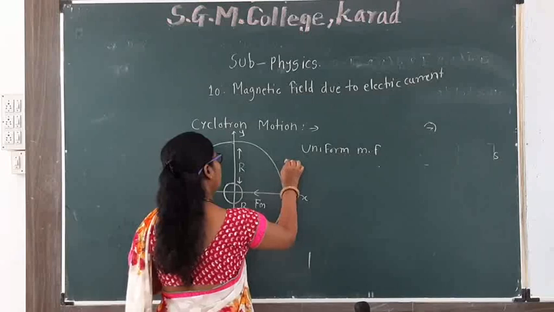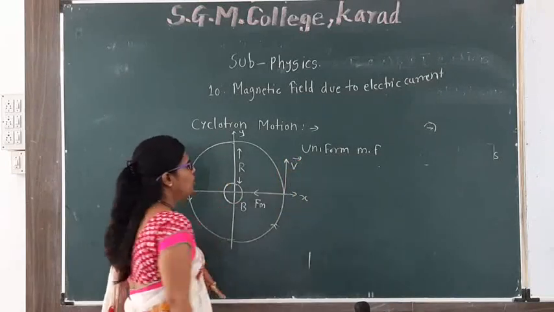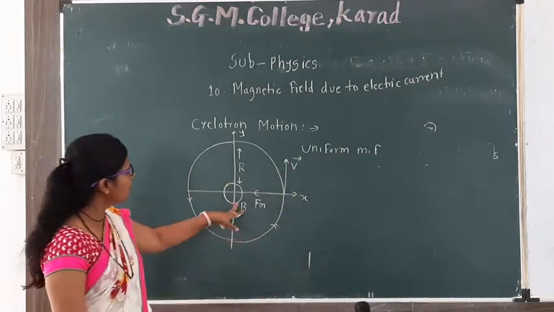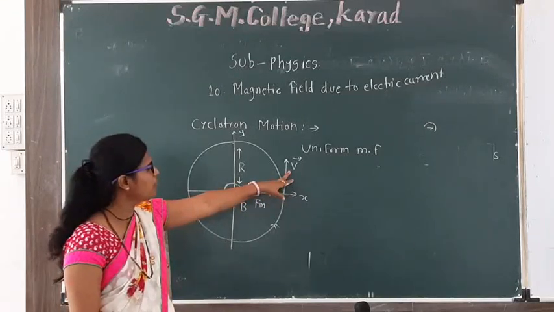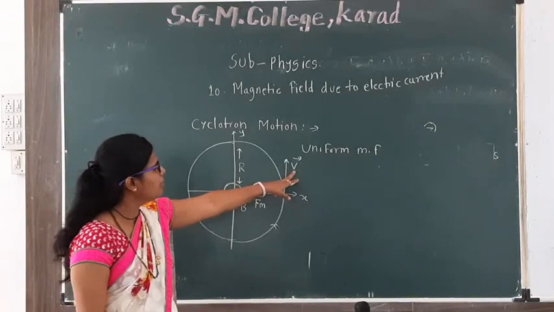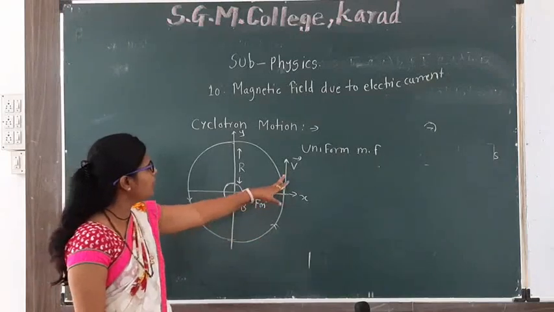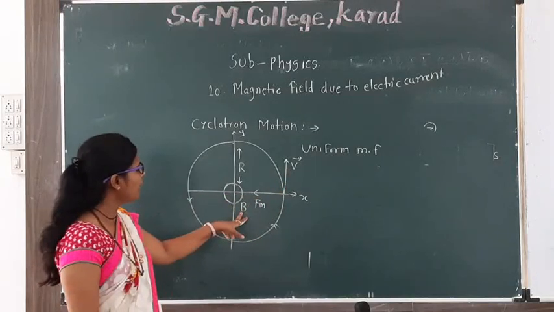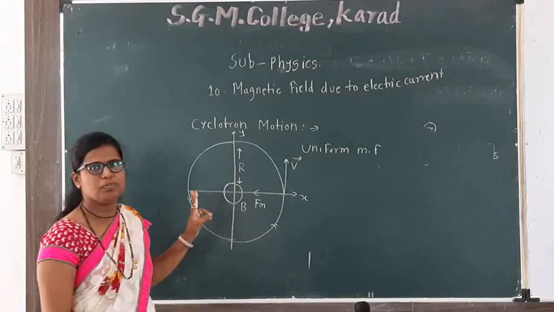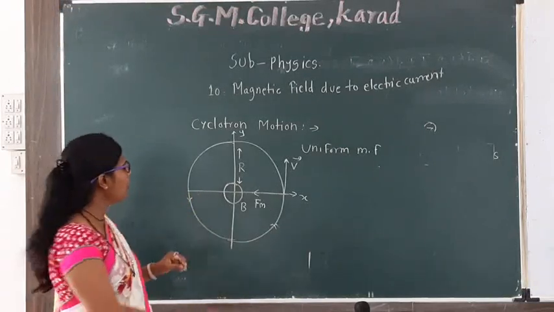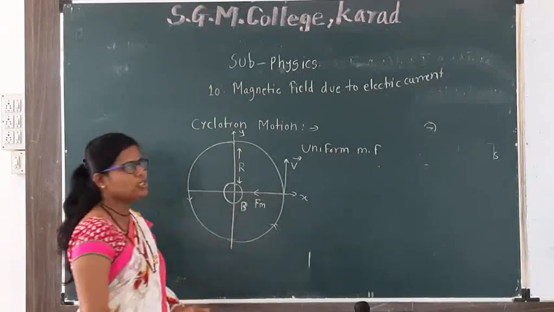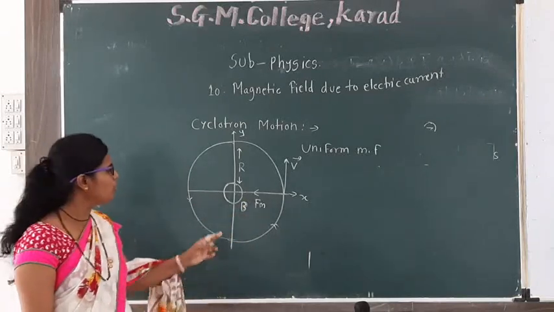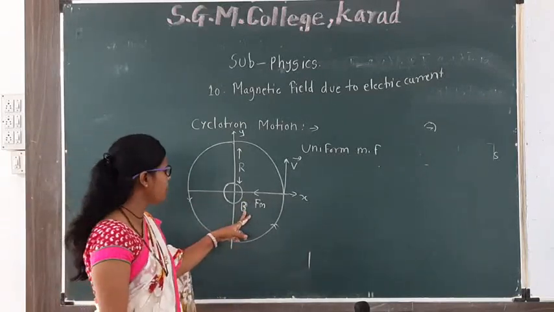Q is the charged particle moving with velocity v. The magnetic field acting on the charged particle is perpendicular to the plane of the paper.